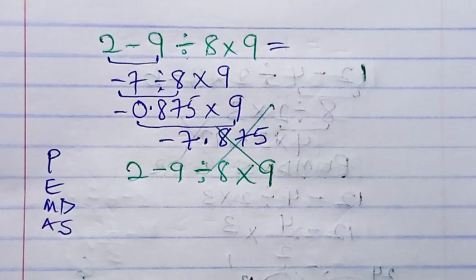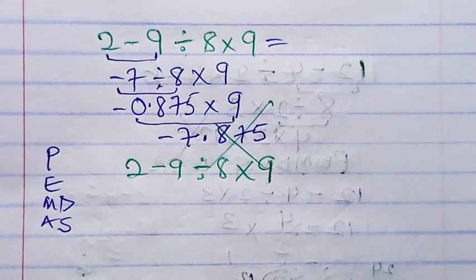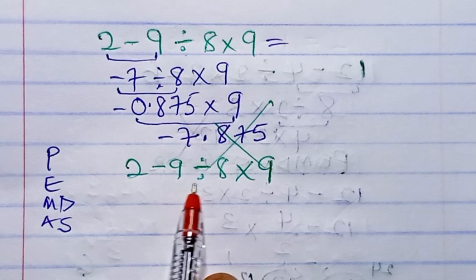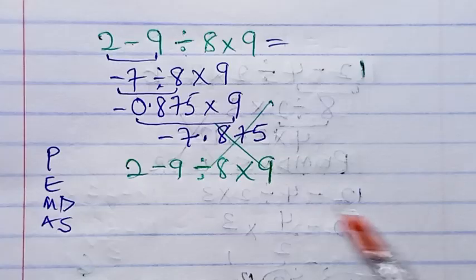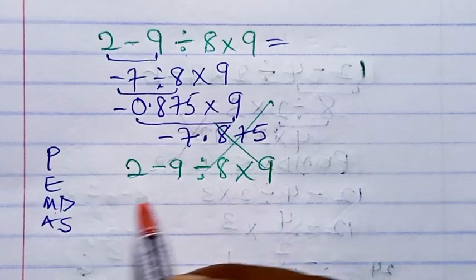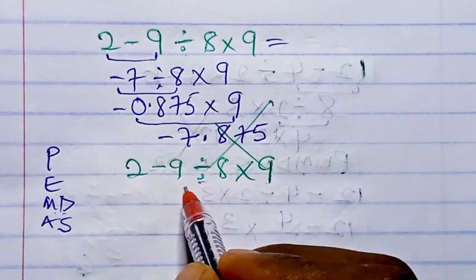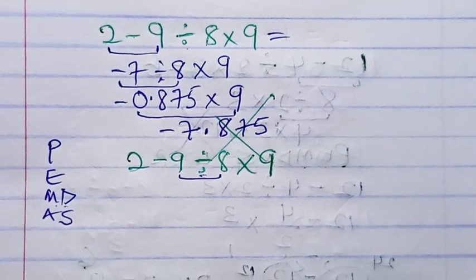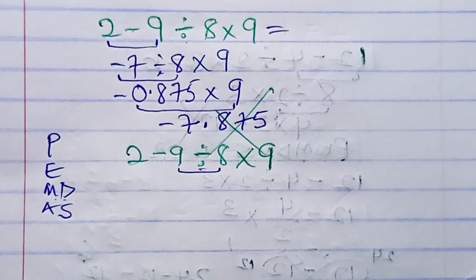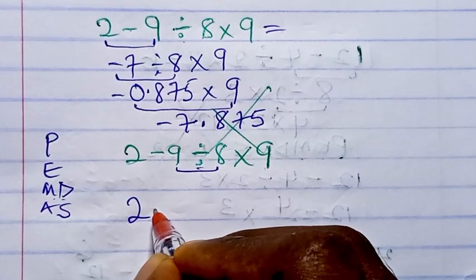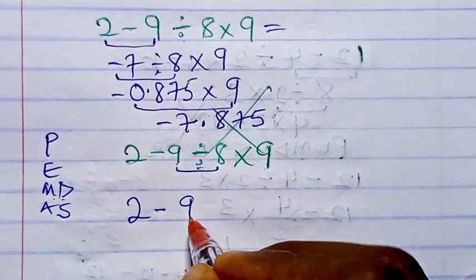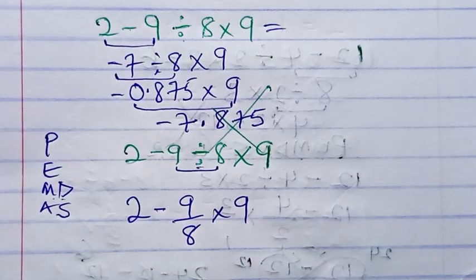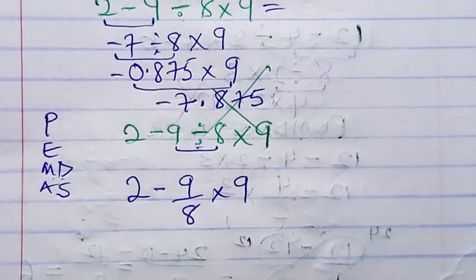I will show you a fraction method to solve this question. So what are we going to do? We can rewrite this division. Since we are solving from left to right, we have to do the division before multiplication. So if we do this first, I want us to write it in a fraction form like this, which is 2 minus 9 over 8 times 9. So if we do it like this, it will be easier for us to solve.